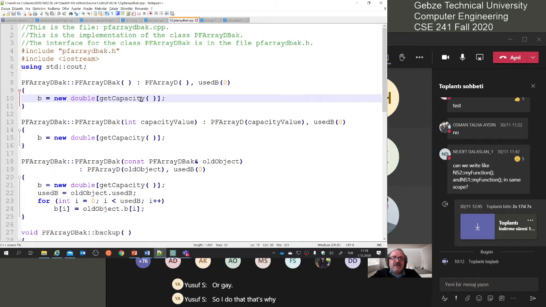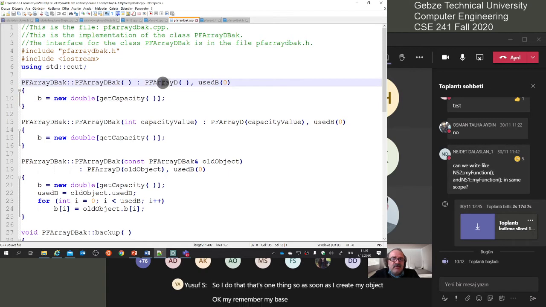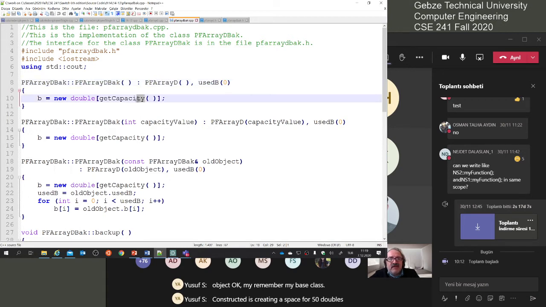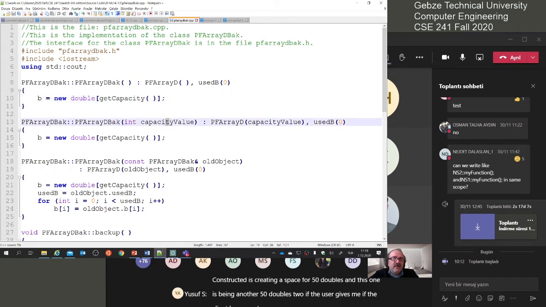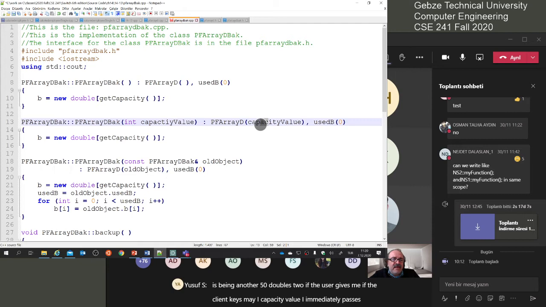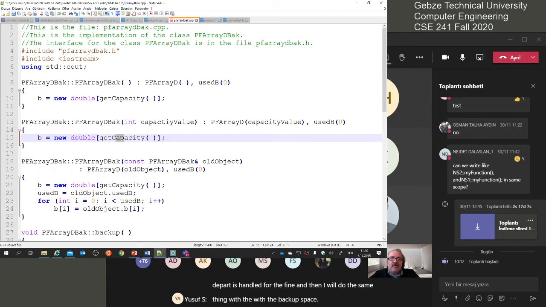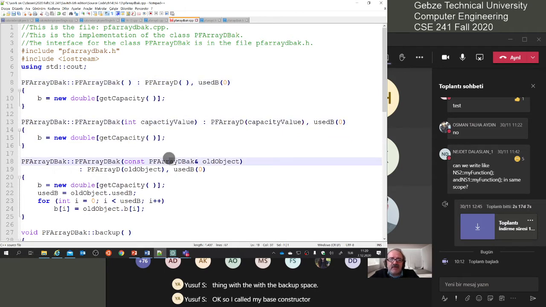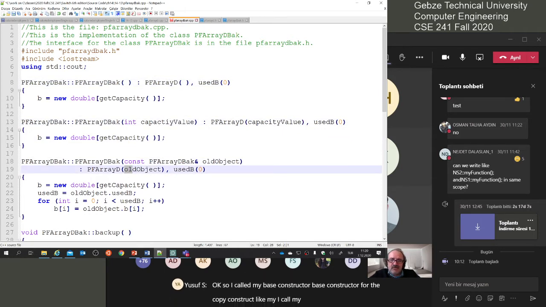That's one thing. As soon as I create my object, remember, my base class constructor is creating space for 50 doubles, and this one is doing another 50 doubles too. If the client gives me a capacity value, I immediately pass that capacity value to my base constructor so that the pfarray.d part is handled fine, and then I do the same thing with the backup space. For the copy constructor, I call my base constructor too.